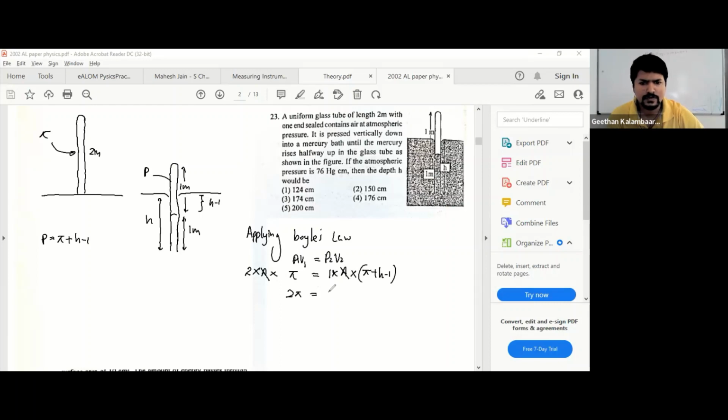2 P0 equals P0 plus h minus 1. It's better to write not h minus 1 but h minus 100, because that is in centimeters. Atmospheric pressure is 76 mercury centimeters. So here you get P0, that is 76 centimeters, and H is the answer.